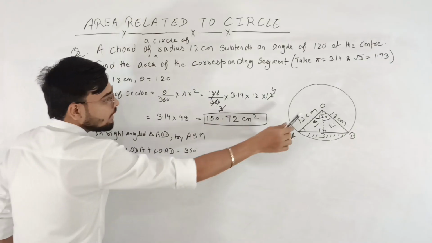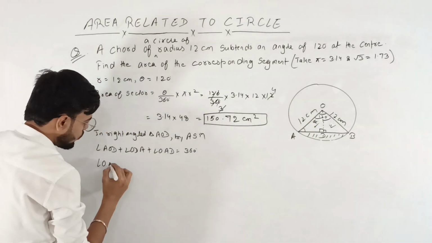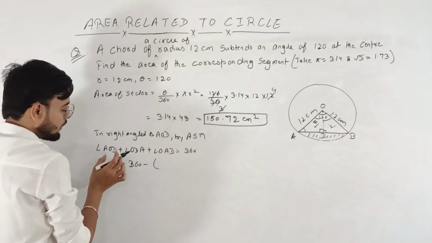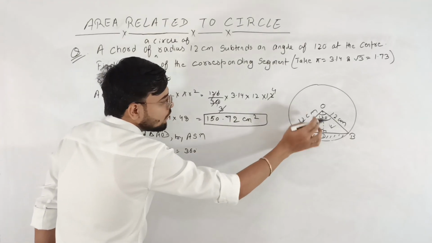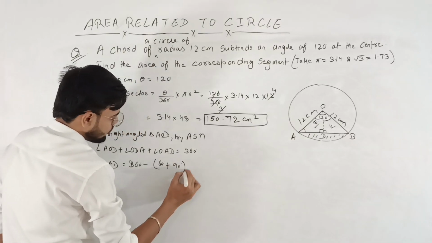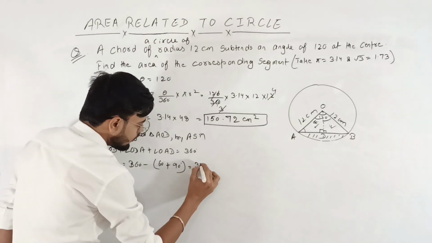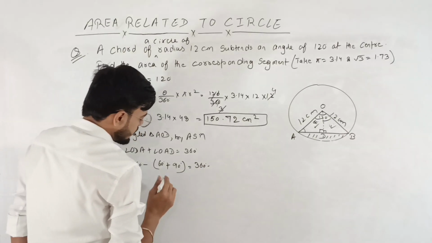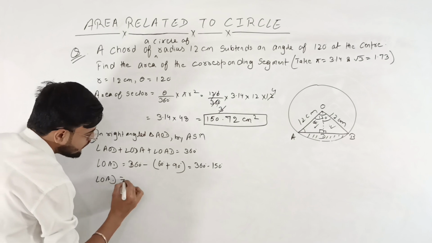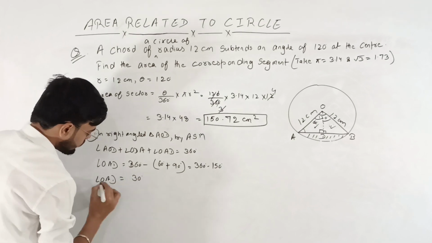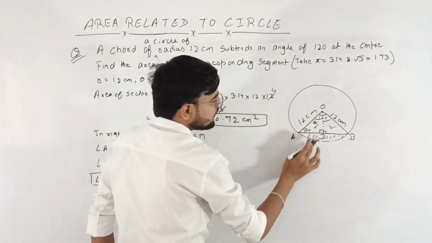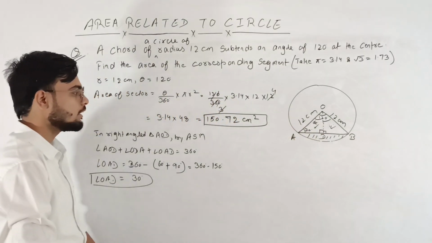So angle OAD is what? Angle OAD is 180 minus, AOD 60 degrees plus ODA 90 degrees, so 180 minus 150 is 30. Now angle OAD is 30 degrees. So this angle is 30 degrees, this angle is 60 degrees, and this angle is 90 degrees.